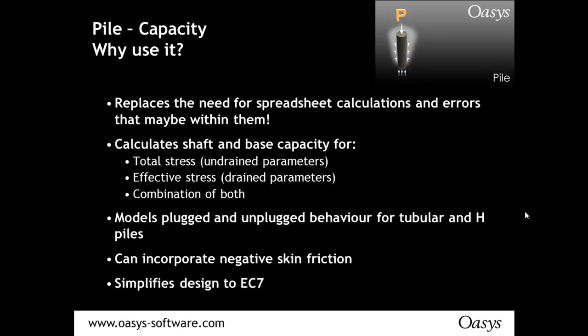It calculates shaft and base capacity as well, so it can deal with total stress problems and effective stress problems. So, for example, we can look at undrained parameters for clay, combined with a problem which, for example, has clay overlying some shale or some sort of drained sand, and it models plugged and unplugged behavior for tubular and H piles, so slightly more complicated sorts of problem. It can incorporate negative skin friction, and it's really simplified the design to EC7. So any kind of factoring for Eurocodes, it really simplifies it down because it's a click of a button and you can factor to design approach 1 or any factors that you put in.